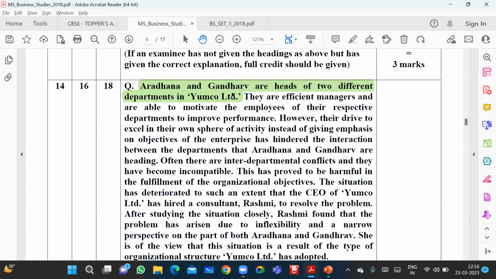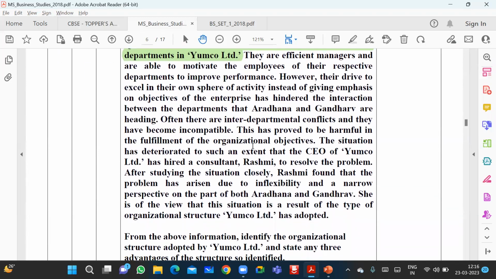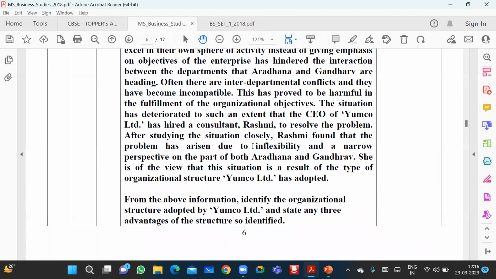Aradhana and Gandhari are two heads of two different departments of Yamco Limited. So the first line itself is telling the information about the type of structure, that is functional structure. You know, under the functional structure, we have the different functional heads or departments. So the answer to the first question is functional structure. And then after that, you have to write 3 advantages of the functional structure.